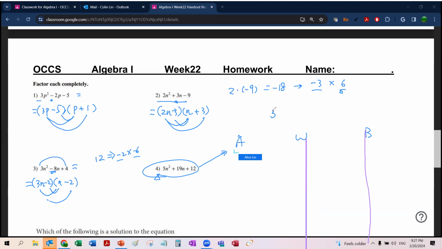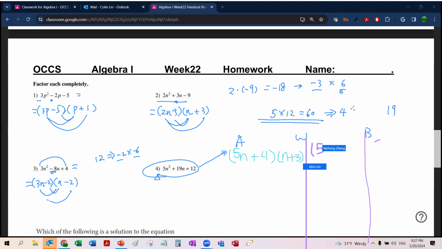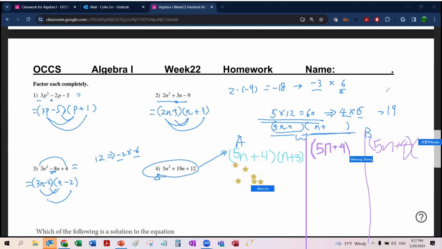So I'll give you a hint. 5 times 12, so became 60, right? 60 can be factored into what? To get 19. 4 times 15, right? The sum will be 19. All right, so you can just write down like this: 5n plus what? Plus what? It became this kind of format, so you can try to fit in.